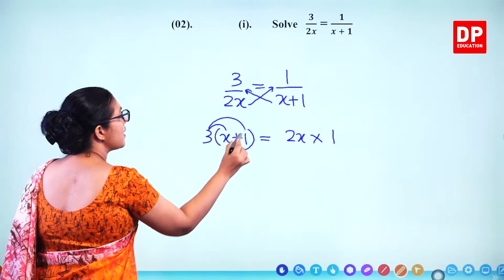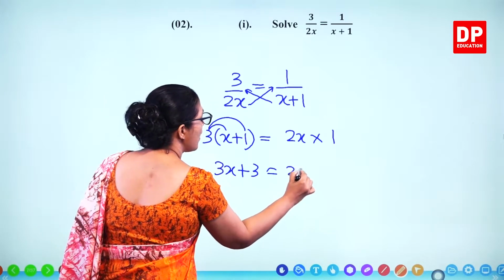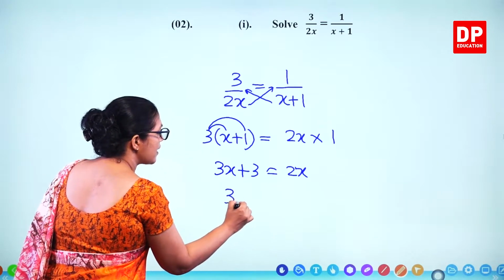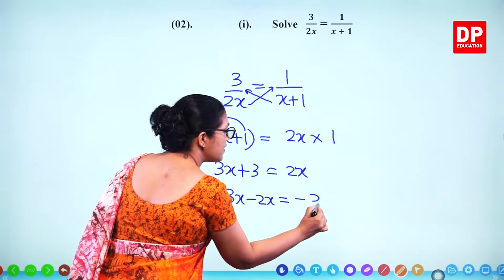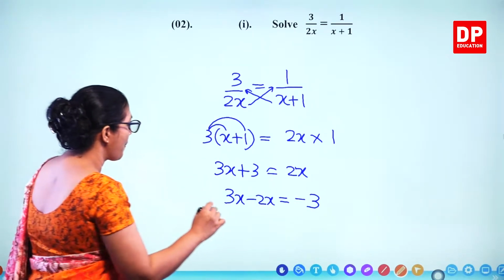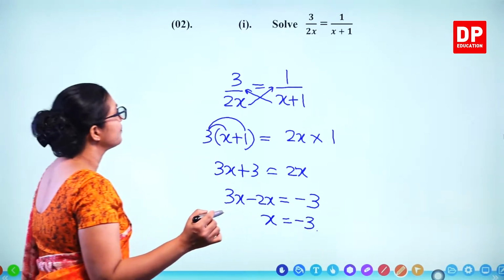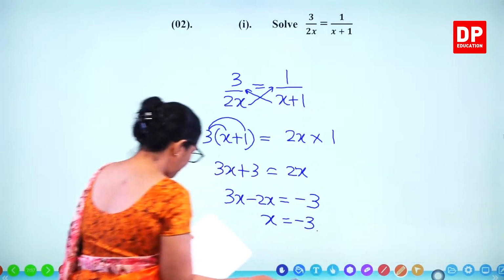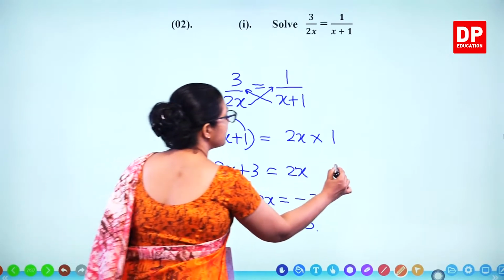Then you expand brackets. 3x plus 3 is equal to 2x. Then take all x terms to one side. 3x minus 2x equals minus 3. When you take it to the other side, that's minus 3. So x becomes minus 3. So how many marks? You are getting 2 marks for that.